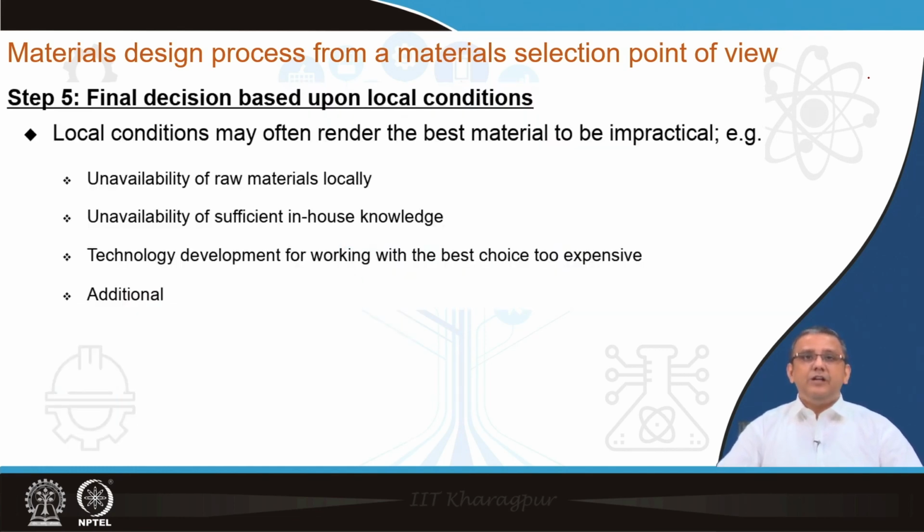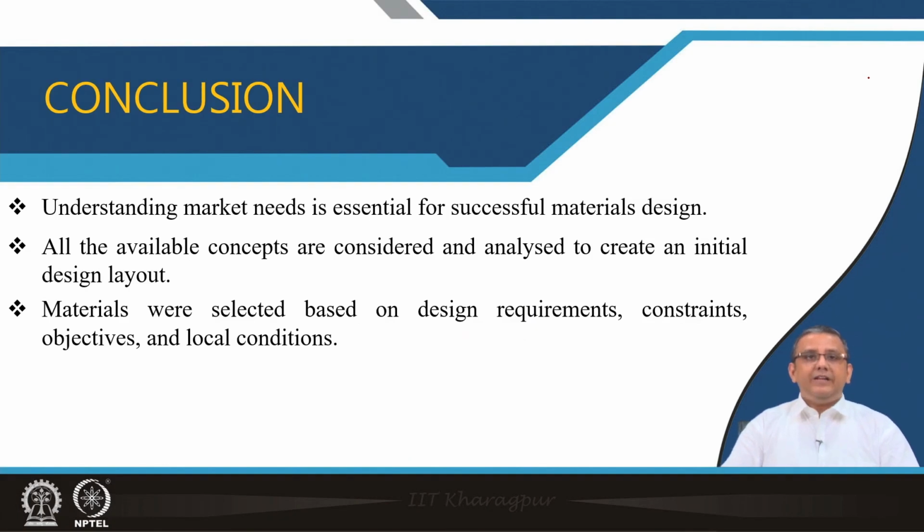Now, this is the final step: the final decision based upon local conditions. That means you have identified one material, but this is not the end of the job, because this material has to be fabricated. There has to be a workshop which is able to fabricate those materials, and it can be possible that you do not have sufficient raw materials for the particular material you want at that particular location, or for example, the workshop does not have sufficient technical knowledge to fabricate those materials. All those things you have to consider, and based upon that you have to select the best material for any particular application. So, with this we come to the conclusion of today's lecture.